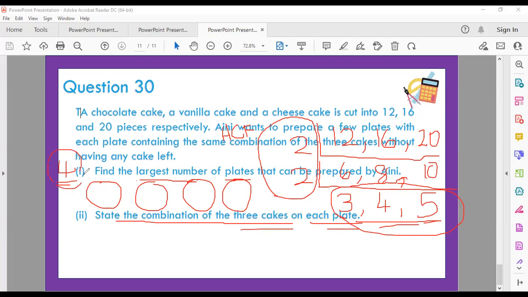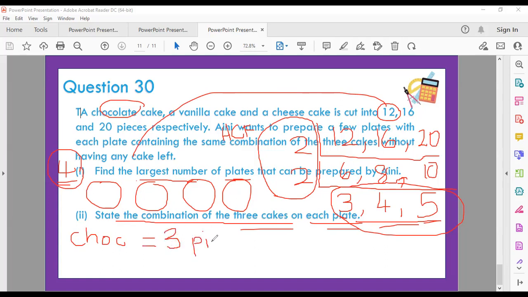So, what does this 4 plates mean? The chocolate cake is going to be put on 4 plates. So, 12 divided by 4. 12 pieces divided into 4 plates, every plate is going to have 3 pieces of chocolate cake. Understood? Now, the second one is the vanilla cake, which is 16 pieces. I've got to take the 16 pieces and put them into these 4 plates. So my vanilla cake would be 4 pieces on each plate.